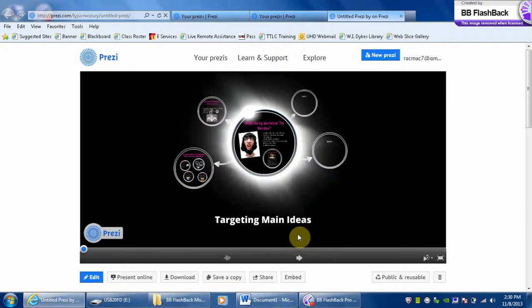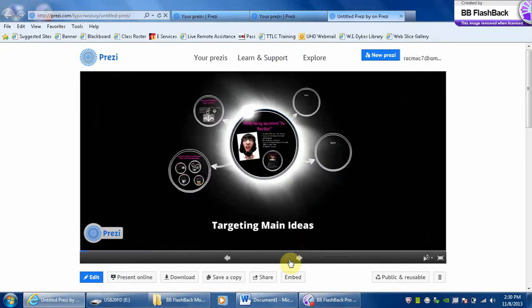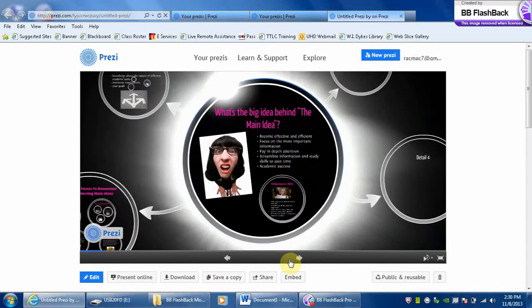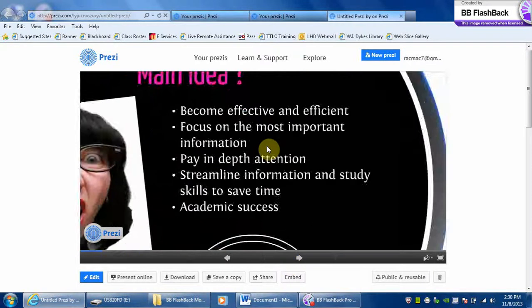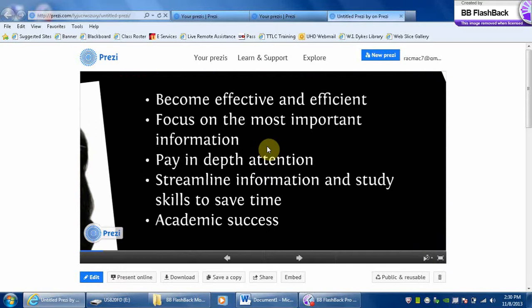Targeting main ideas. What is the big idea behind the main idea? Targeting main ideas is going to help you become effective and efficient, focus on the most important information, pay in-depth attention, streamline information and study skills to save time, and achieve academic success.